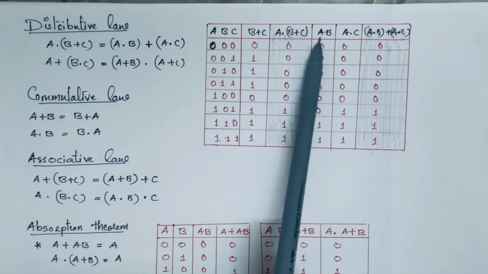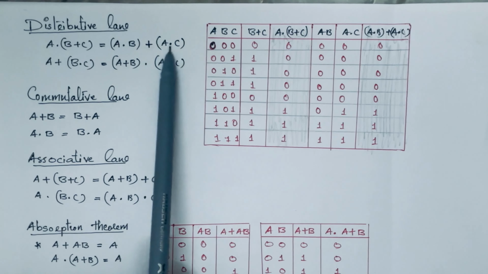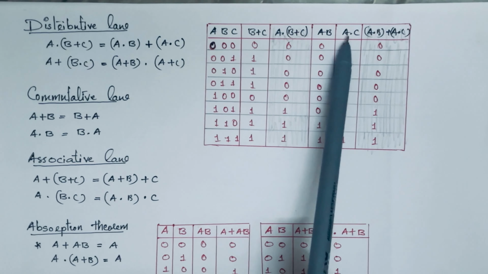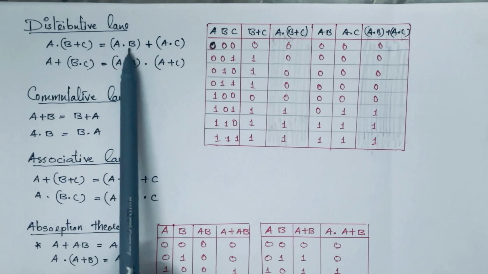Now for the RHS part, first we want A dot B. That is why we are finding out A dot B or AB. Then we want A dot C. So that we are finding out here A dot C. Then we want A dot B plus A dot C. So A dot B plus A dot C. And then we have to show this LHS is the same as the RHS.